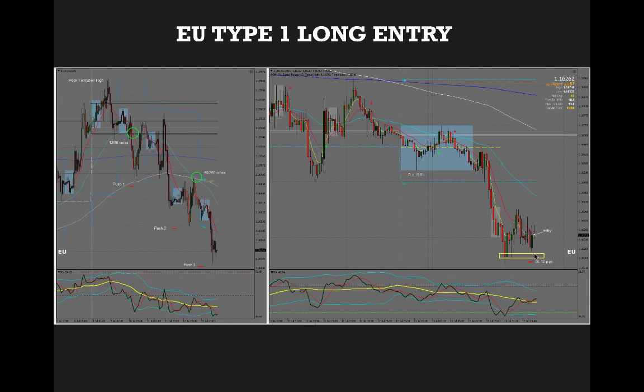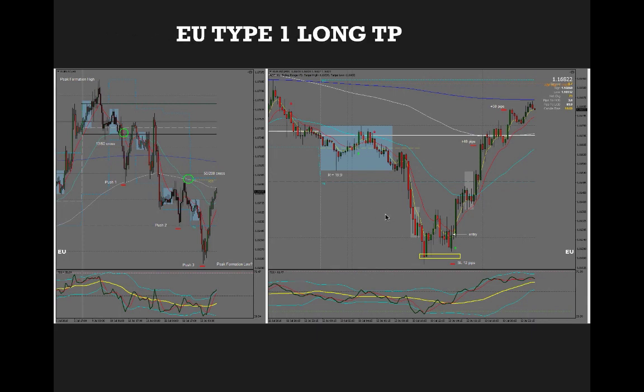Once you have a nameable reversal pattern, that's a strong enough signal that you don't need to wait for the close of the 13. So you can take that entry here. You have a tight stop loss, 12 pips, and then we can take a look and see what happened. So this was the result.